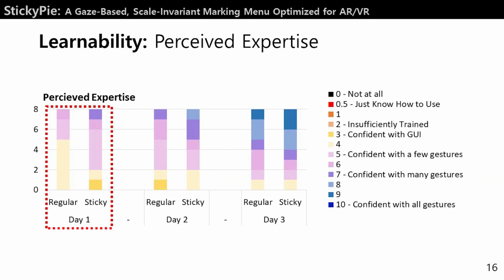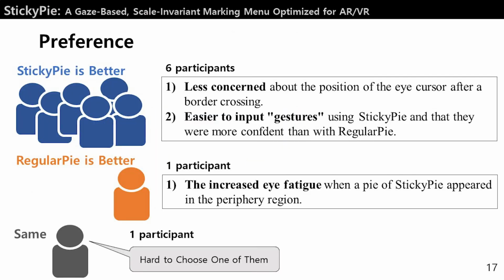We then surveyed perceived expertise. It is based on how many commands can be executed by gesture input rather than navigating the GUI menu. On the first day, we found the participants felt more confident using gesture input with StickyPie. Finally, we surveyed which one is better to use.